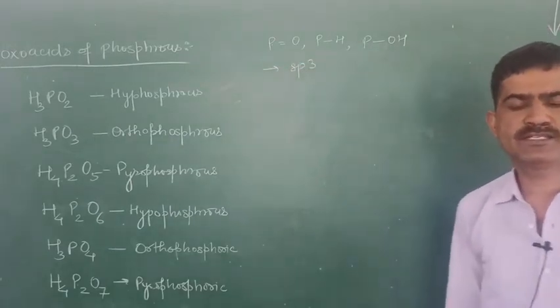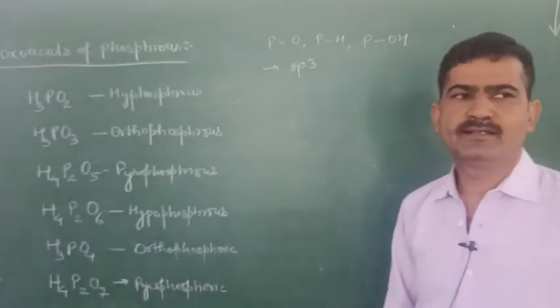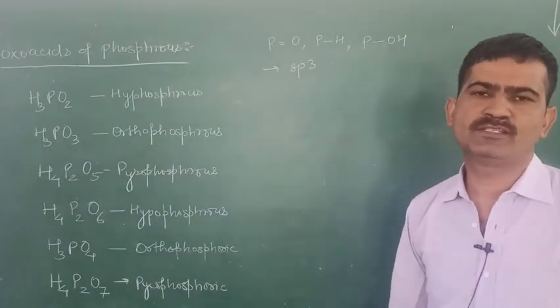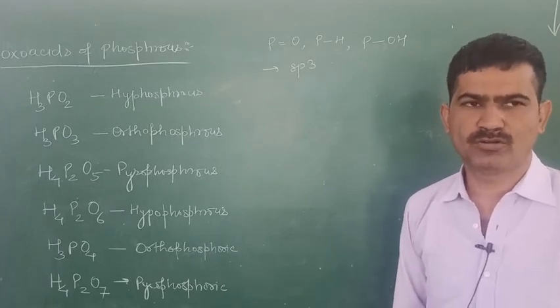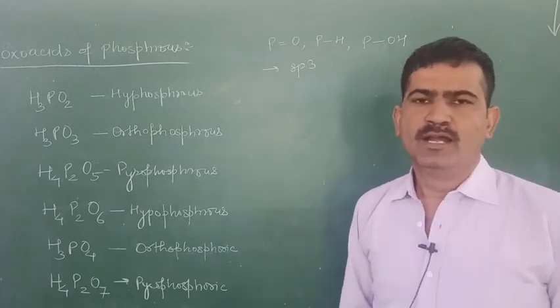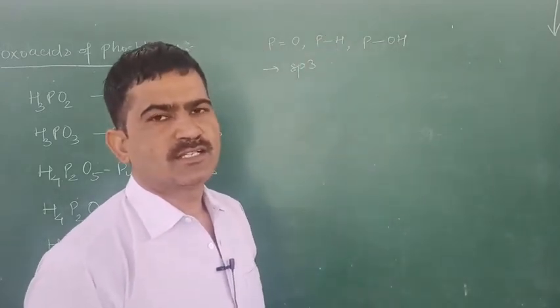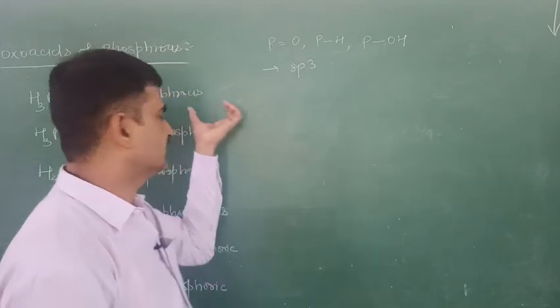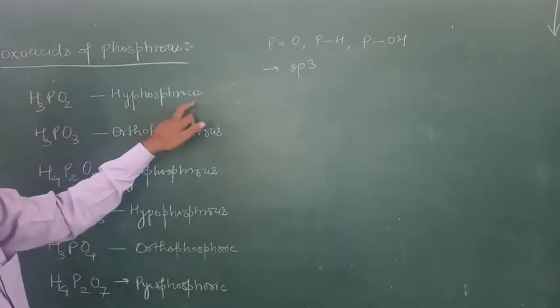We will discuss the structures of all these acids one by one, and certain questions are asked in that: what is their oxidation state, is it a reducing agent or not, which one is the strong acid, and basicity. These are the typical questions that will be asked from these acids. Now first I will take H3PO2, hypophosphorus acid.